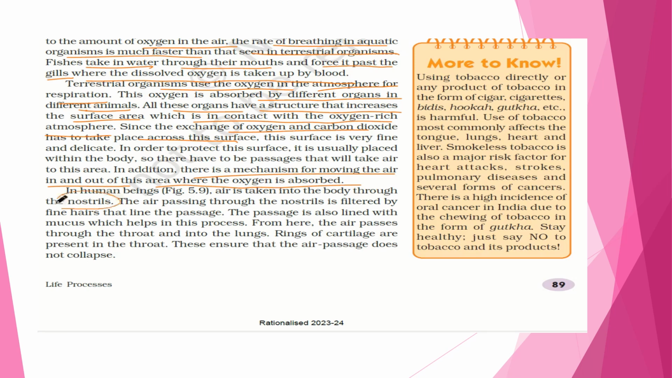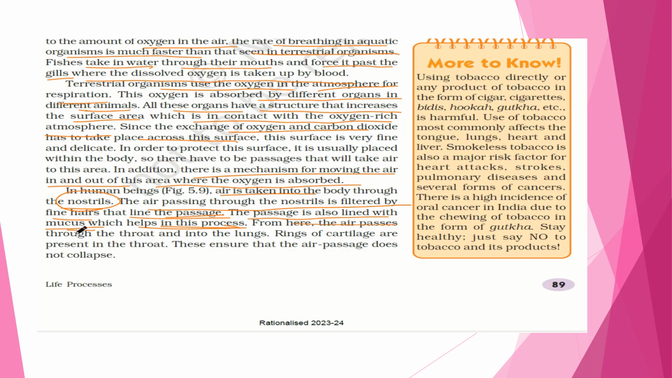So what are we starting with? We are starting with the nostrils. Air is taken into the body through the nostrils. The air passing through the nostrils is filtered by fine hairs that line the passage, and the passage is also lined with mucus, which helps in this process. Why is mucus there in this passage? Because when you inhale, the air has dust, bacteria and other microorganisms, which all stick to the mucus lining, and pure air will reach the lungs.